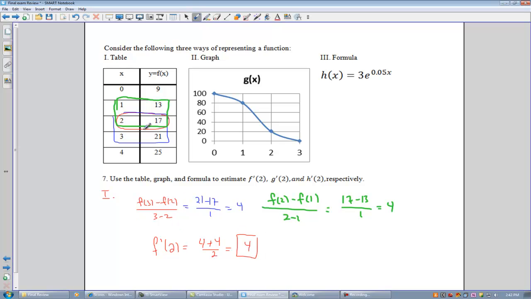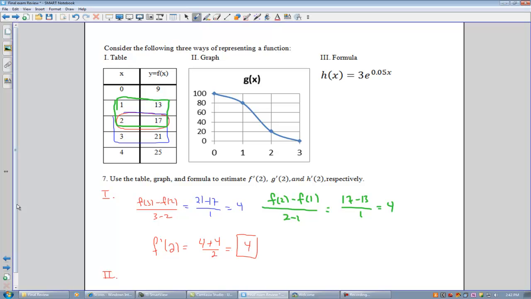Right, so whatever this is representing, I know that it's changing approximately by 4 each time. And it's linear, so it's kind of obvious, right? It's changing by 4 each time. Let's look at number 2, because it's a little bit harder.